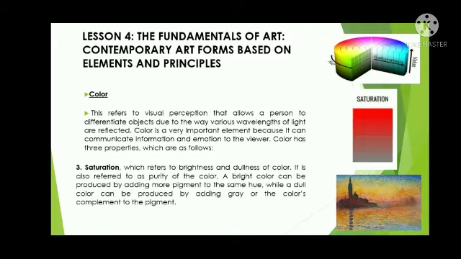Next, we have saturation. So when we say saturation, it refers to the brightness and dullness of color. It is also referred to as purity of the color. A bright color can be produced by adding more pigment to the same hue, while a dull color can be produced by adding gray or the color's complement to the pigment.